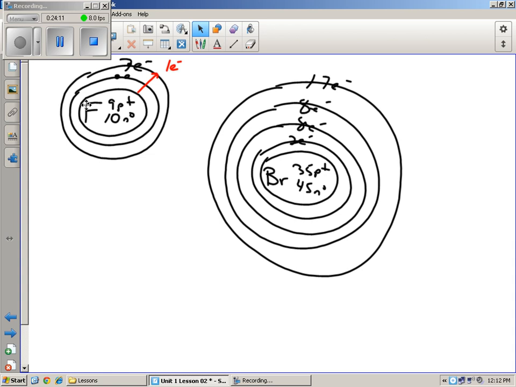So it looks like that. Well, how easy does 35 protons attract out to here? Not too bad. How well is it going to attract out to there? It's going to be a little tougher. It's not going to pull in that electron as well. Therefore, if it can't pull in that electron as well, it's not going to be as reactive. It's not going to pull in that electron very easily. So we have to remember that fluorine is the most reactive nonmetal that we have.